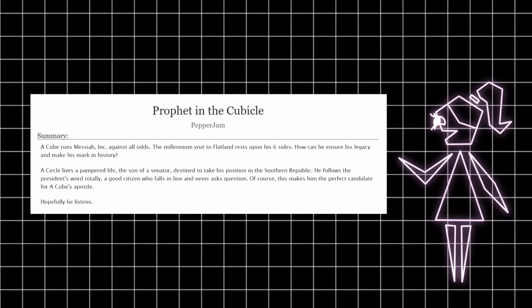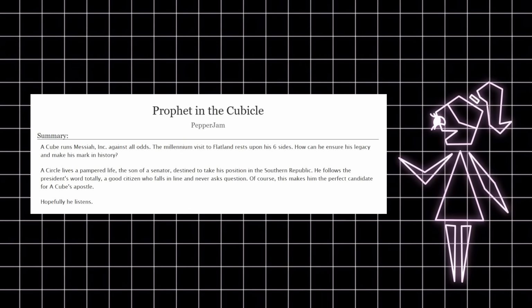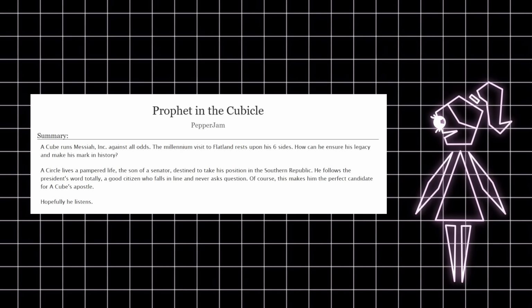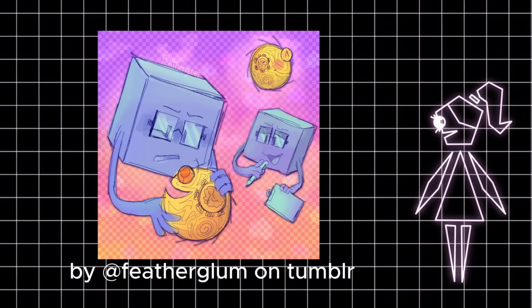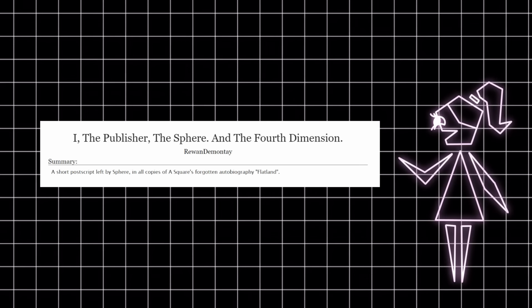Now, this fic is essentially a swap AU of the indie movie where A Sphere is now A Cube and A Square is now A Circle. There aren't many chapters of it, but what I read was pretty fun, and apparently it was based off of this fanart.